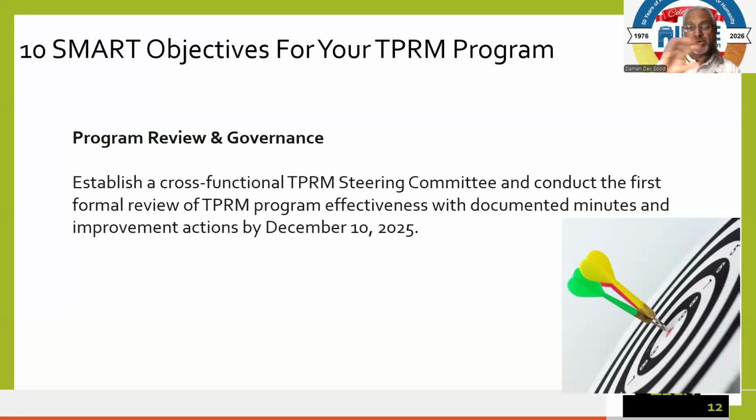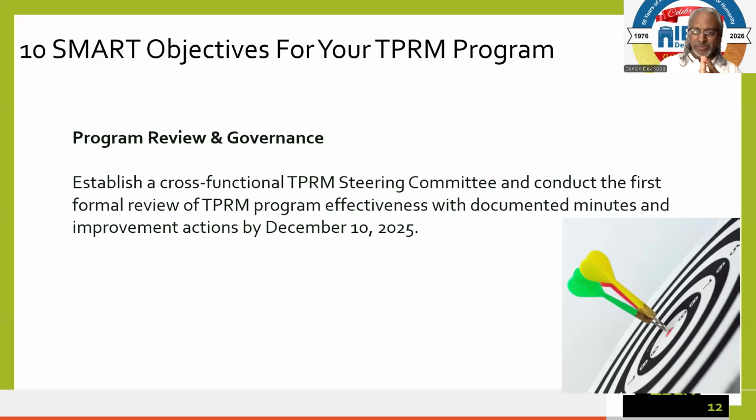So on the scale of SMART, it is specific, it is measurable, it is achievable, it is relevant, it is for improving the effectiveness of our TPRM program. We are keeping this objective time bound. It is by December 10th of this year, we should have achieved this.